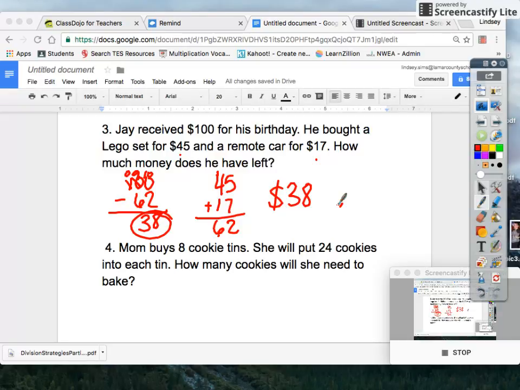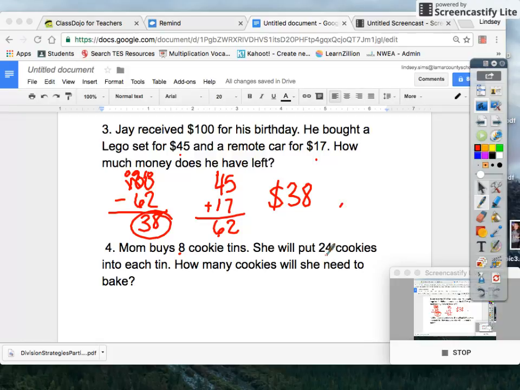Number 4 says, Mom buys 8 cookie tins. She will put 24 cookies into each tin. How many cookies will she need to bake? A lot of students saw this 8 and 24. They knew that we were talking about division and they divided and got 3.